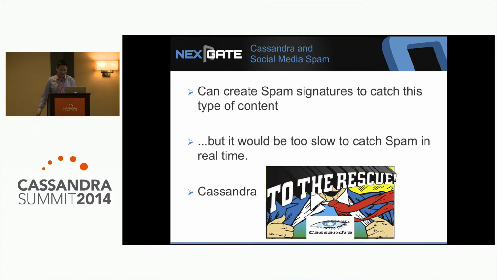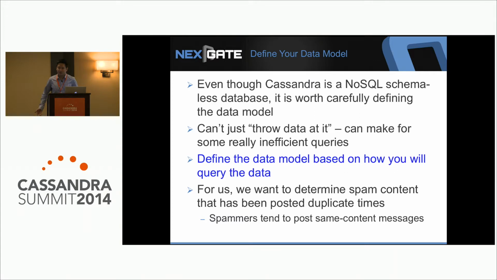So how do we do this? I'll walk you through a data model of how we catch spam in real time. Even though Cassandra is a NoSQL solution, you can't just throw data at it and hope that your query is going to work out. As you've been hearing over and over again, you have to define the data model based on how you're going to query it. So for us, we want to determine the number of times a certain content's been posted, because spammers tend to post the same content messages. So how do we do that?